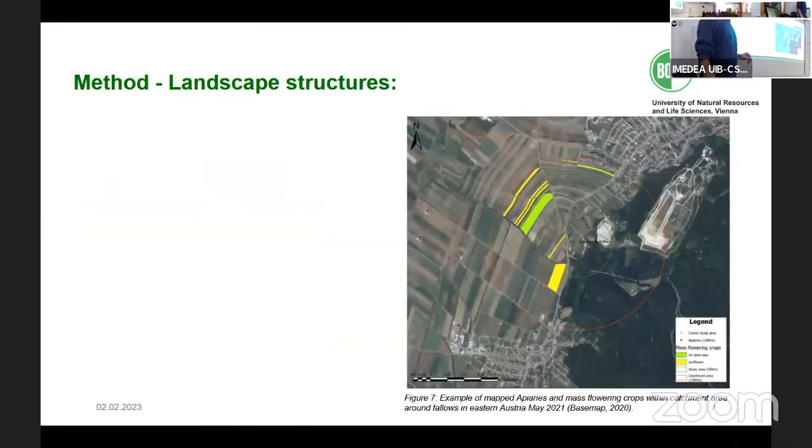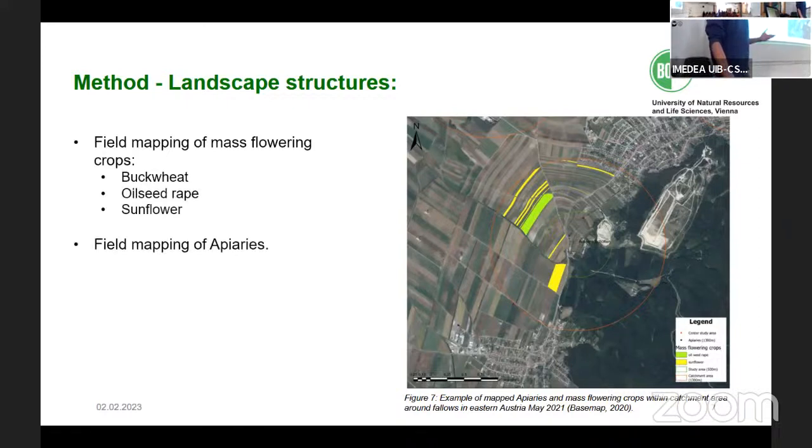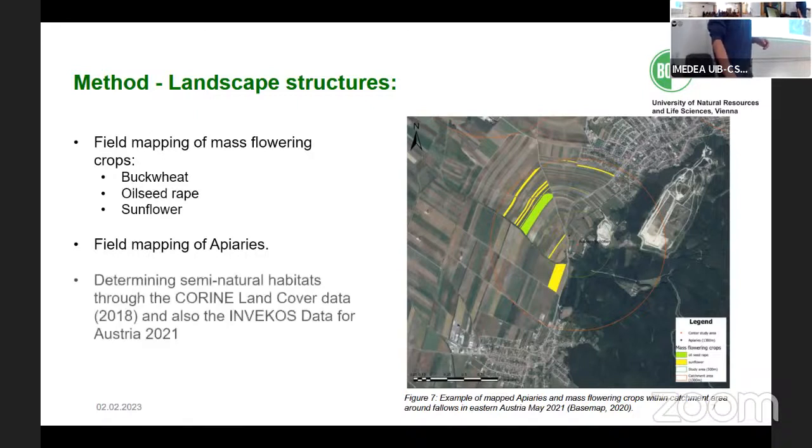I've also mentioned landscape structures and landscape parameters. In order to assess them within the catchment area, field mapping of mass flowering crops was done, like buckwheat, oilseed rape, and sunflower. Field mapping of apiaries was also done within the catchment area in order to come up later with the honeybee density around our study area. The amount of semi-natural habitats was determined through the Korean land cover data and the Invekos data. Yeah, I feel like that's enough said about the landscape structures for now.